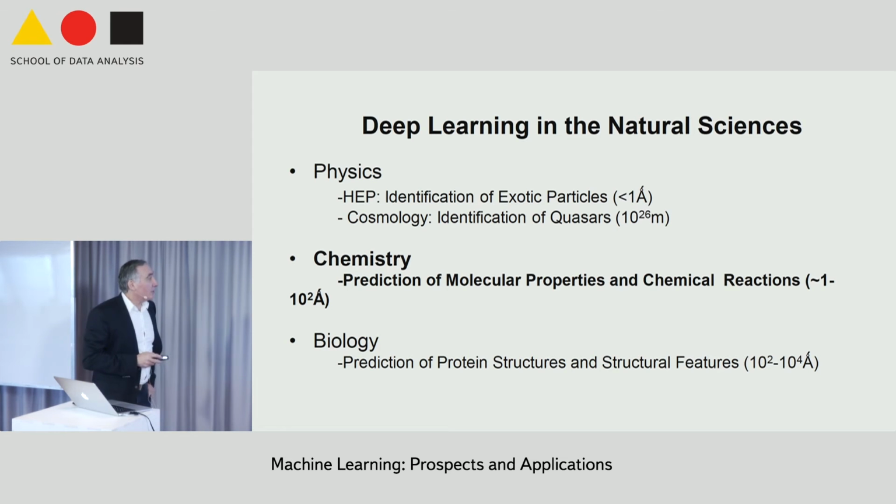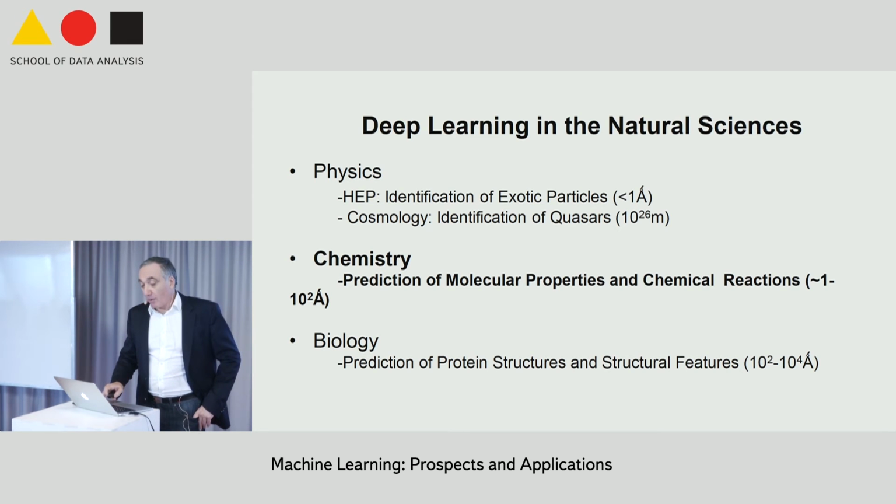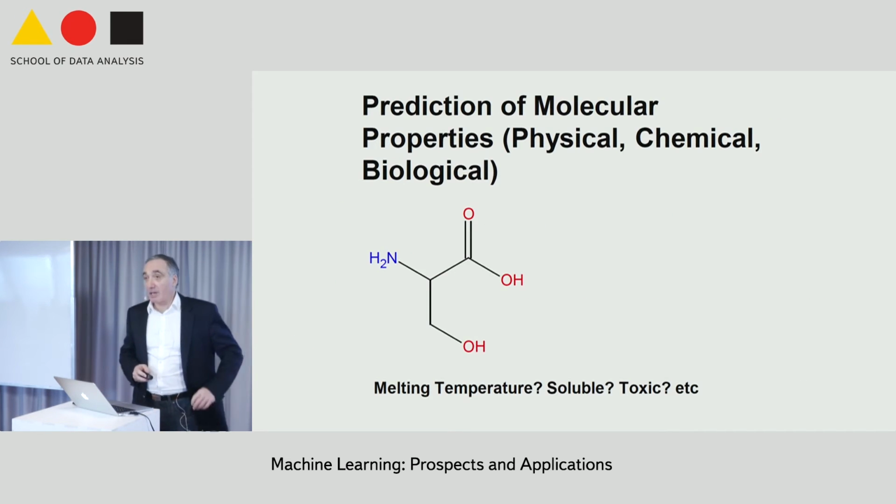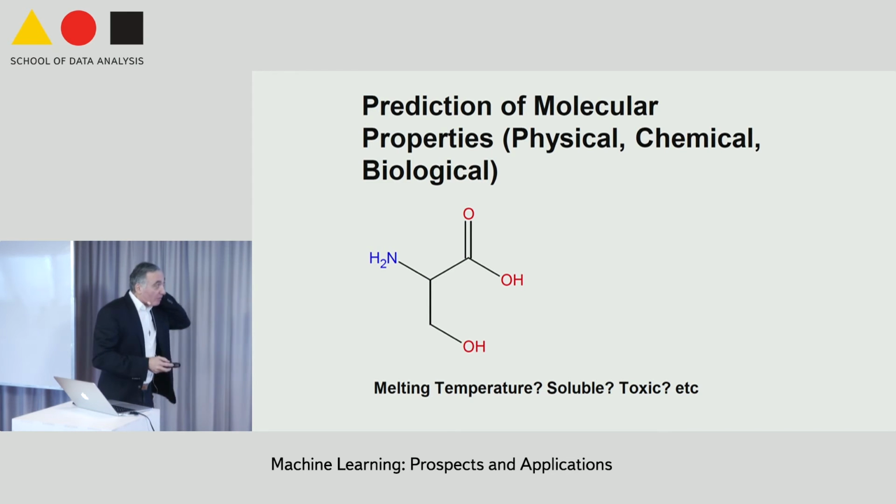Anyway, let me shift to a completely different set of problems. In chemistry, you want to predict the properties of small molecules or reactions. In particular, I'm thinking about organic chemistry. So you have a small molecule. It typically looks something like this. You've seen this in high school chemistry, probably.